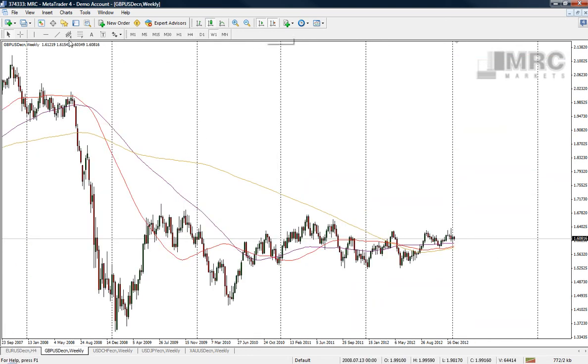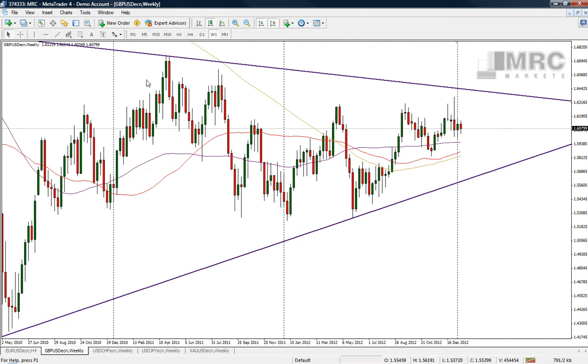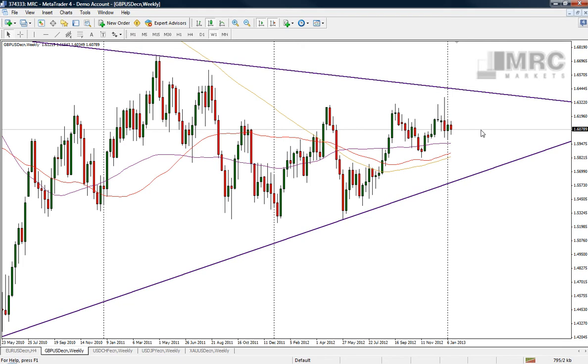Cable on the weekly. Two main things you have to keep in mind. We always draw these on here. It's just good to keep the sort of perspective in mind. We are in that triangular formation. In terms of the weekly, it's been shopping around for the last few weeks, really.